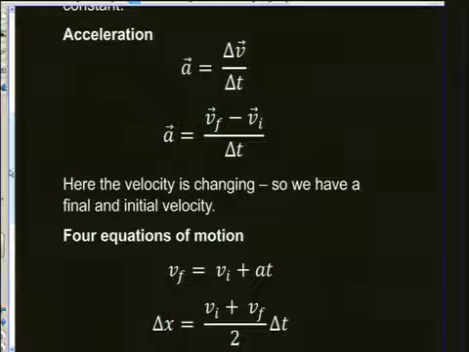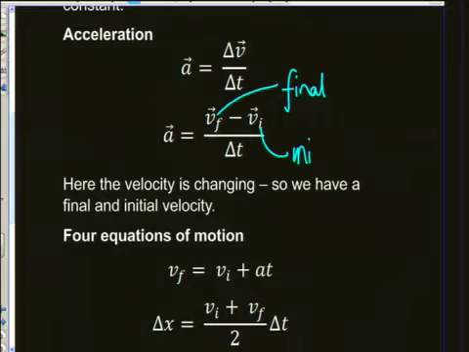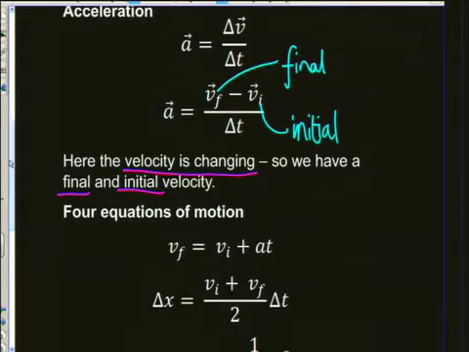And so I've written here vf minus vi. The final minus the initial, and initial means at the start, over change in time. Here, the velocity is changing. So notice in the first one we said velocity is constant. Here, velocity is changing, so you will have final and initial velocity. And that equation can be a very, very useful equation.